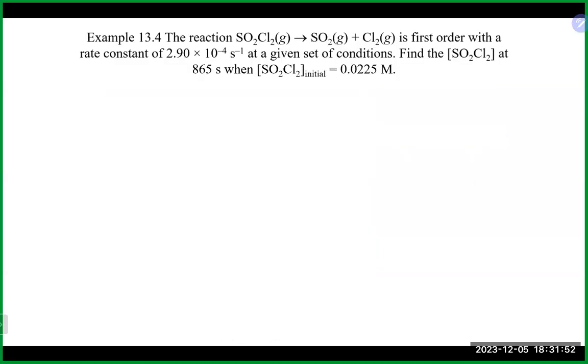So why don't you try one here? The reaction here is first order, rate constant of 2.9 times 10 to the minus 4. Find the concentration of our SO2Cl2 after 865 seconds if we started with 0.0225.